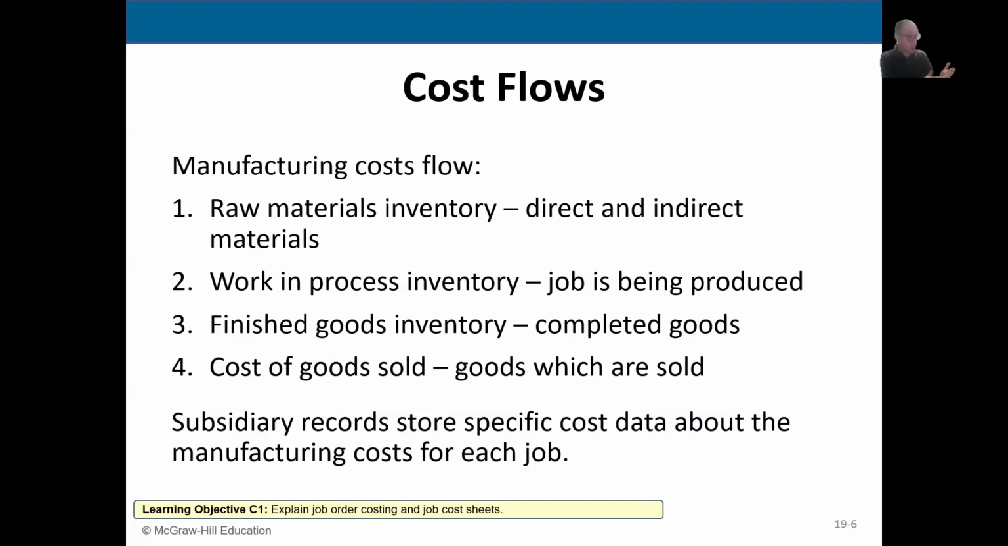The job order cost sheet tracks the amount of materials being used to make the car. We add in the direct materials, we add in the factory overhead, and then when the car is done, it becomes finished goods inventory. When we sell the car, it becomes cost of goods sold. We track the costs based off of the physical flow.